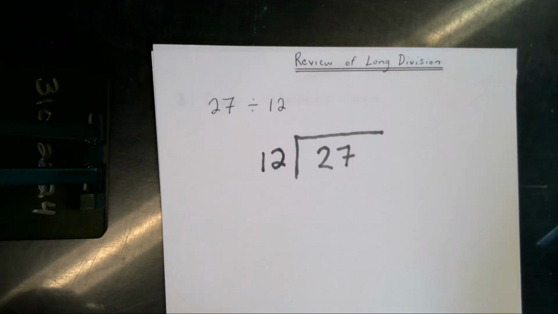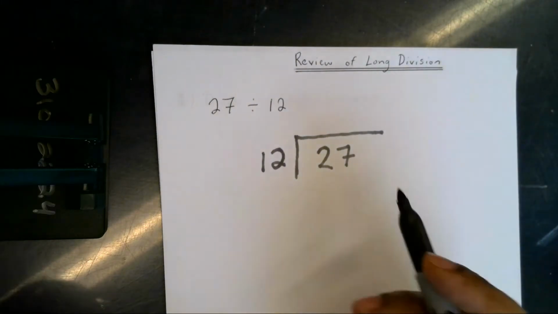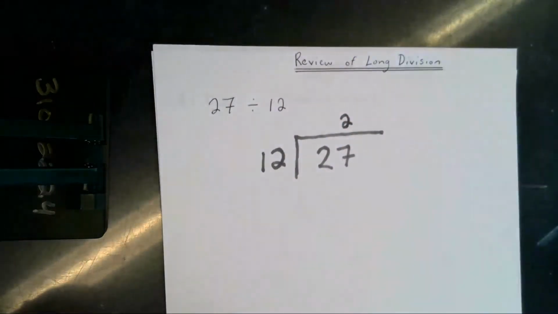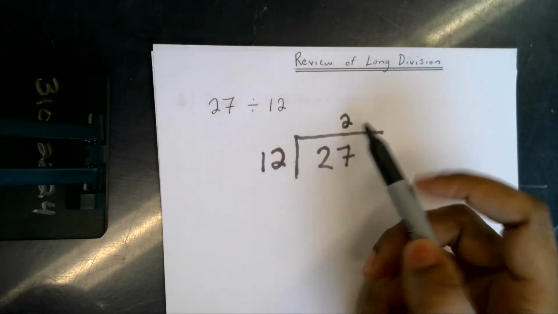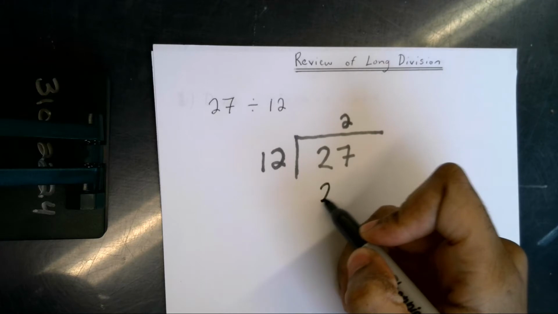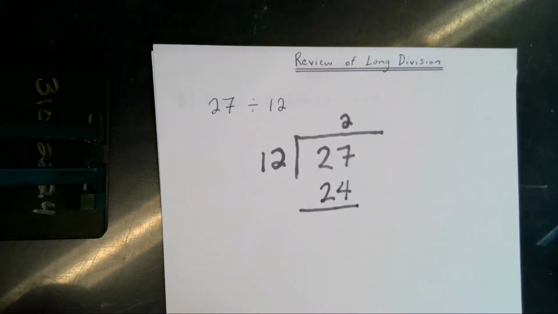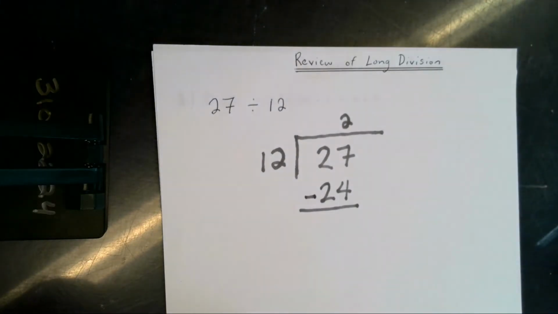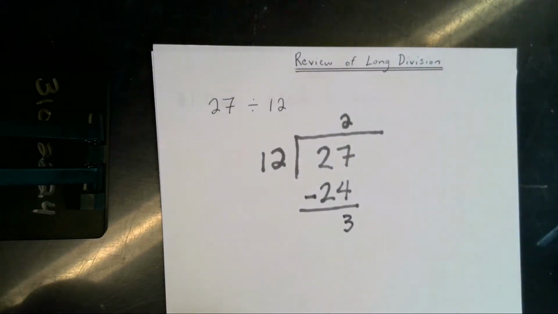And we would say, how many 12s can we get from 27? And we know that is 2. Second step is we multiply our divisor by 2. That is 24. After we have gotten our product, we subtract. And the difference is 3. Now there are two ways we can write our answer.